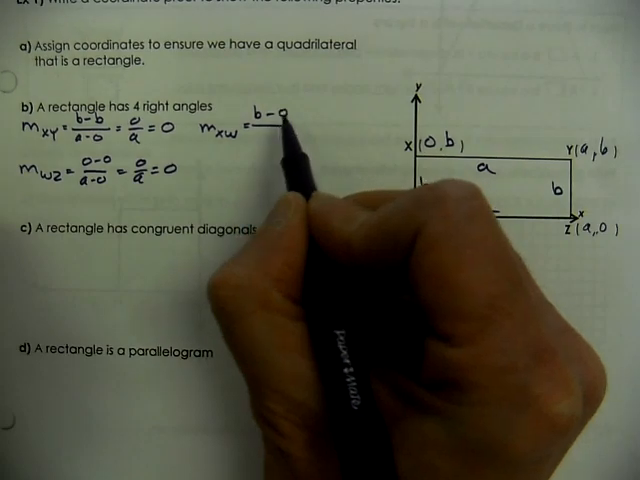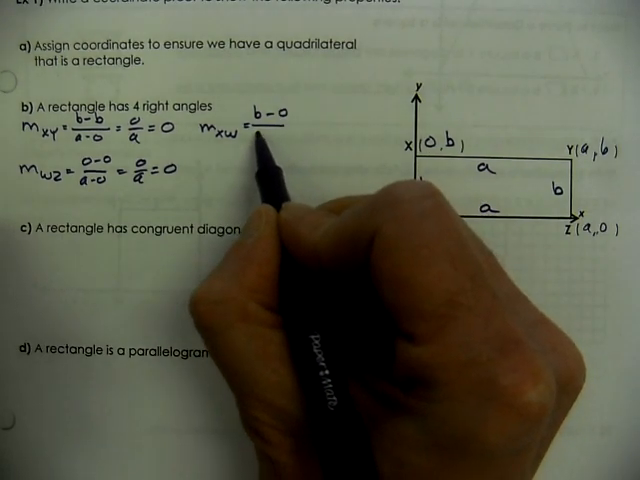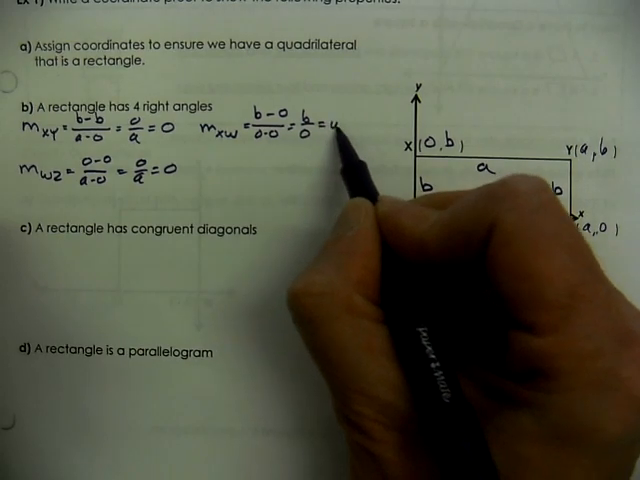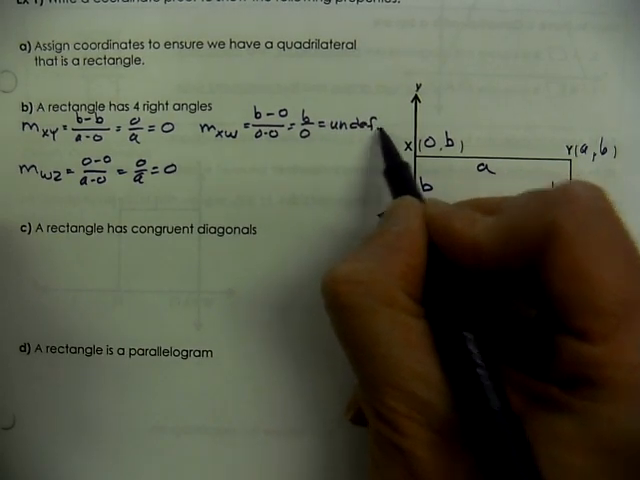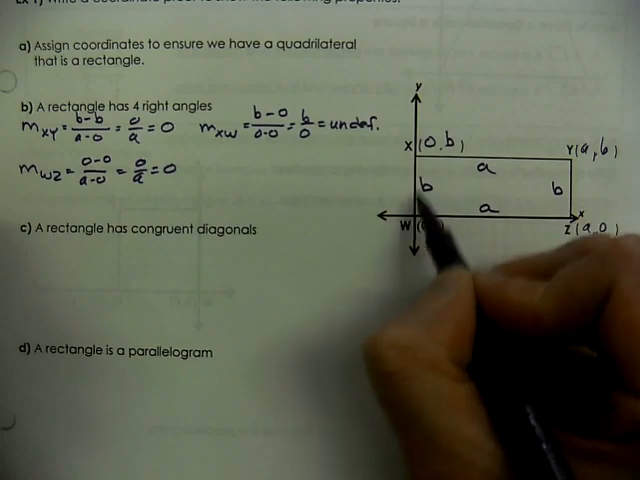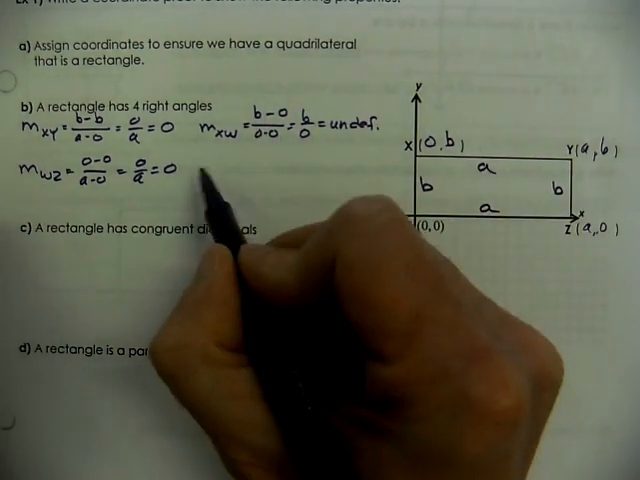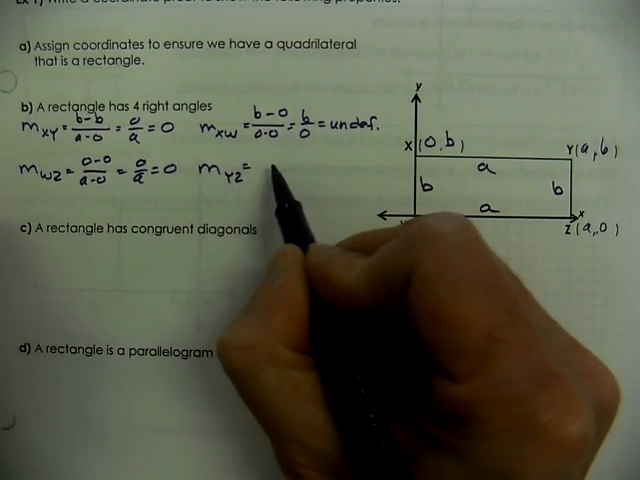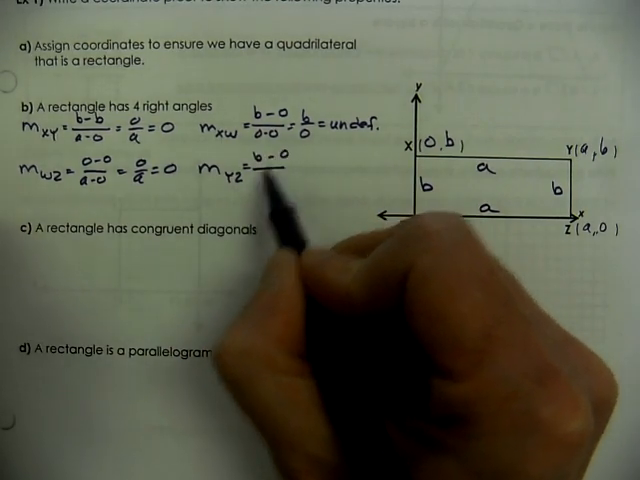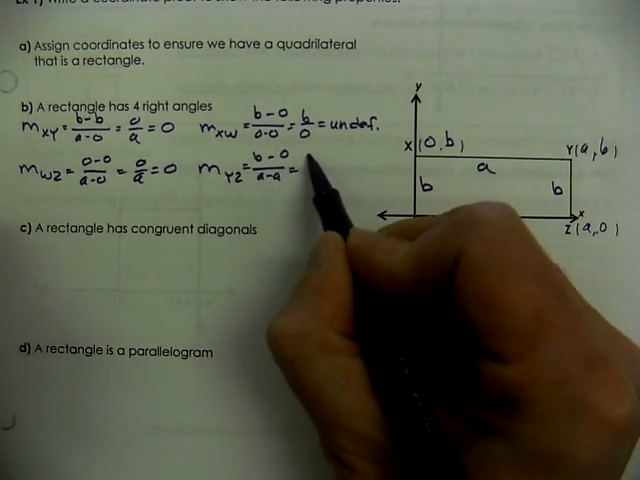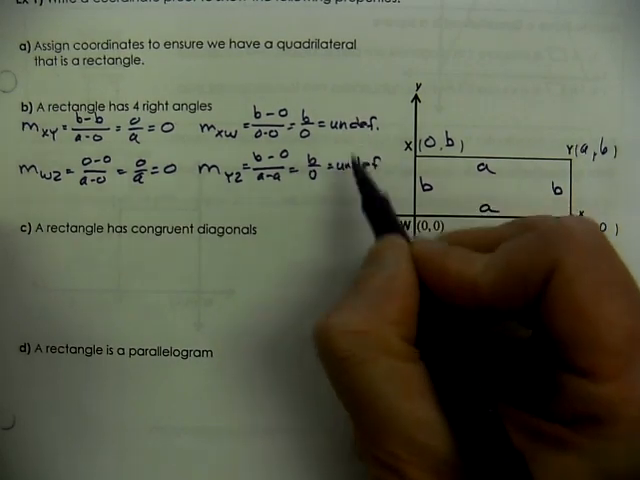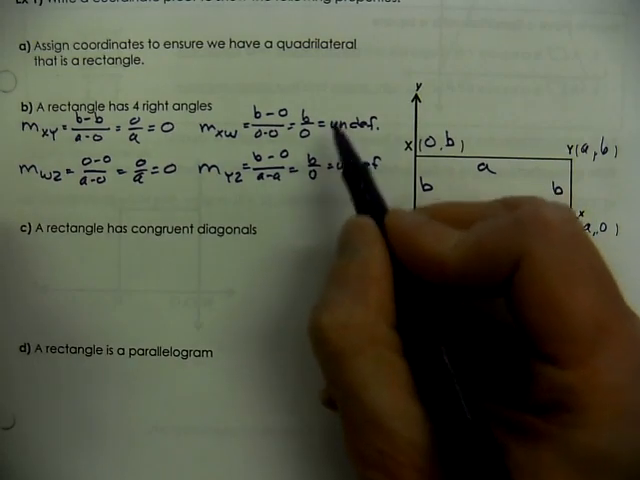Y coordinates b minus 0, and the x coordinates are 0 minus 0. Now anytime you're dividing by 0, we call that undefined. In other words, it's a vertical line, which makes sense because it's on the y-axis. On the right-hand side, slope of YZ, b minus 0 over a minus a. B over 0, once again, undefined. So if you take a look at these two, again, those are parallel because you got the same slope.